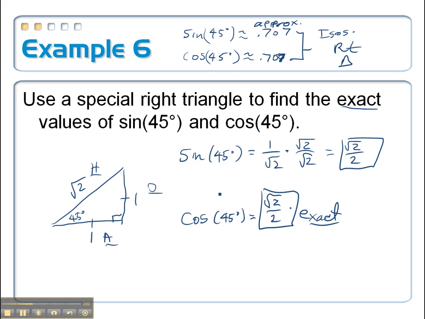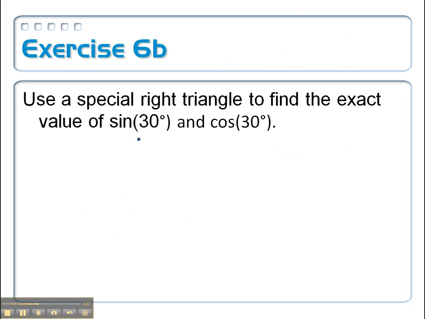Now you might ask yourself, well, since we know a 45, 45, 90 right triangle, we can get the exact values of the sine and cosine of that, what other values can we find the exact trig values for? Well, since we have a 30, 60, 90, we should be able to do the sine and the cosine of 30 and 60. So maybe let's try that. Find the exact values of sine 30 and cosine 30. So we need ourselves a 30, 60, 90 right triangle.